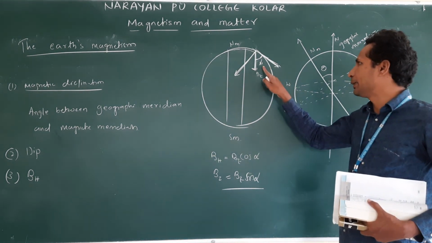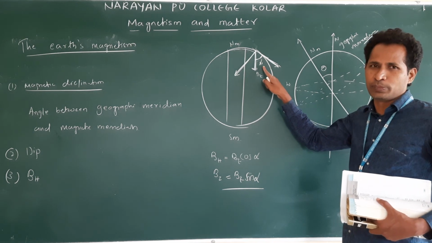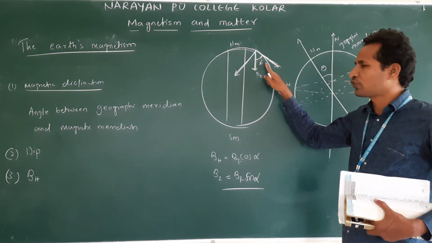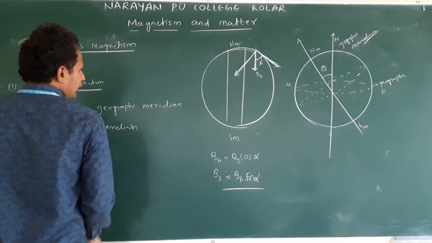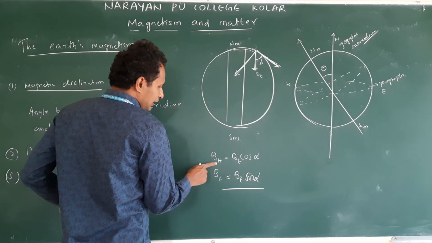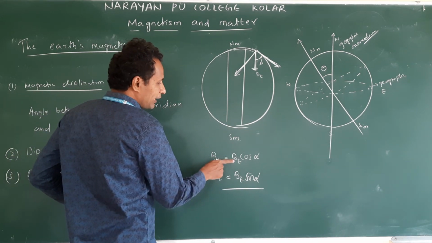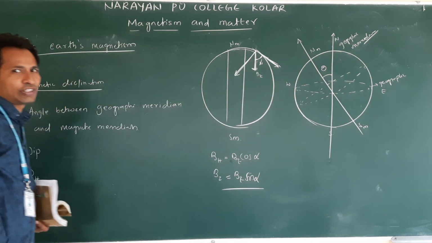This alpha changes from place to place. Understand? This alpha changes from place to place. First we will try to understand what is BH. BH is what? How do we write? BH is the component of the earth's magnetic field onto the surface.